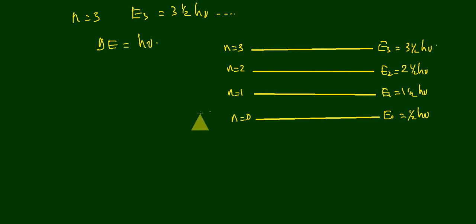So what is the difference between these? The difference between the first two is 1.5 h nu minus half h nu, which is h nu. The difference between the n equal to 1 and n equal to 2 states is 2.5 h nu minus 1.5 h nu, which is again h nu. Here also the difference is h nu. It means that all energy levels are equally spaced. That is what we have to understand about the energy of the harmonic oscillator.